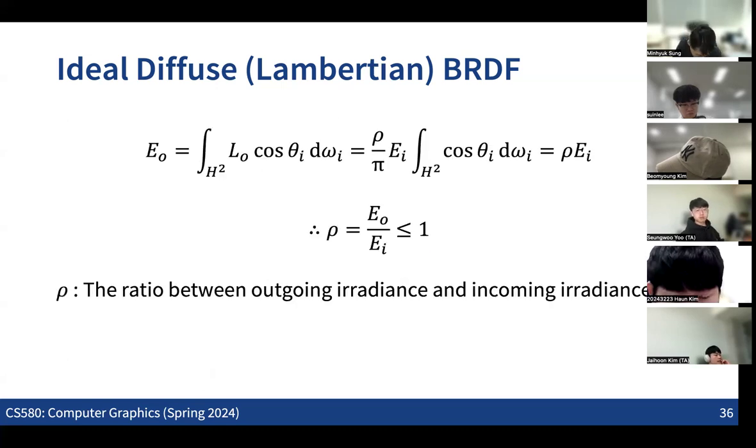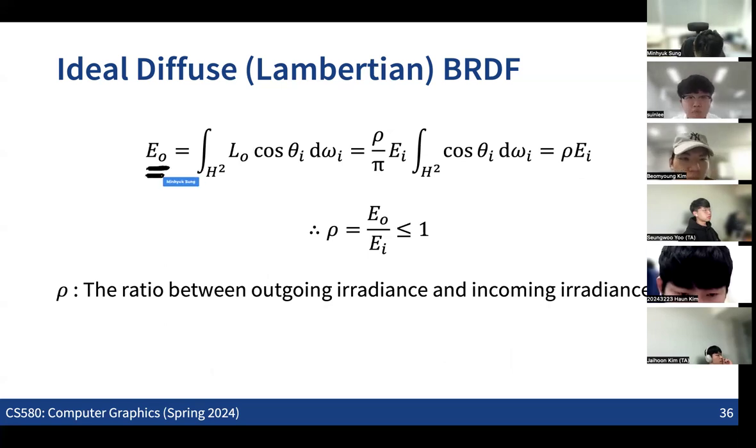So actually we can see that the rho means the ratio between the outgoing irradiance and the incoming irradiance. So for the diffuse reflection, what we can say is that the outgoing irradiance should be constant over all the directions, right? So if we also compute the outgoing irradiance in this way, then we can say that it is defined as the rho times the incoming radiance.